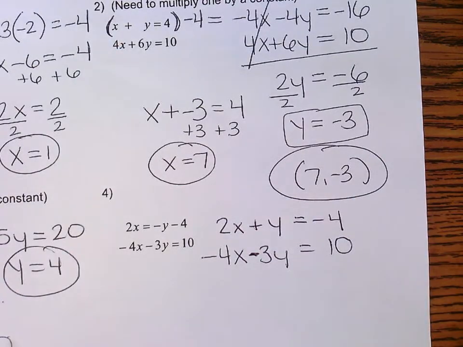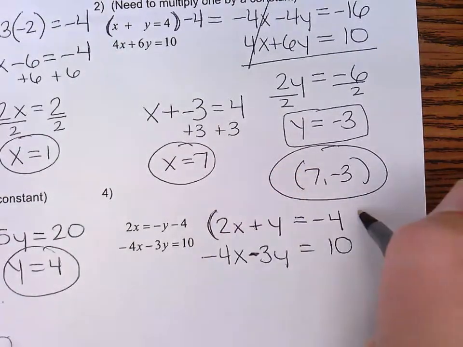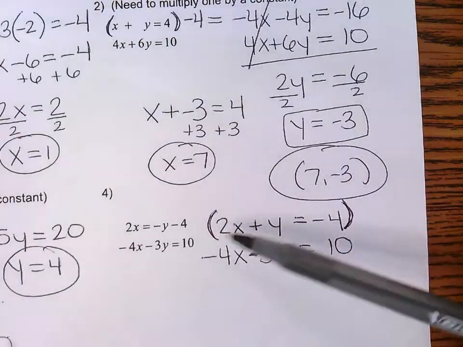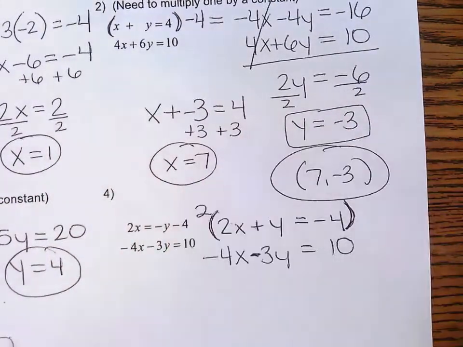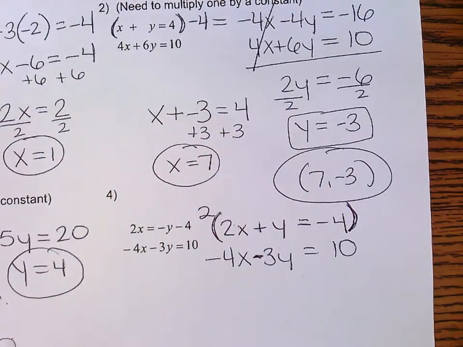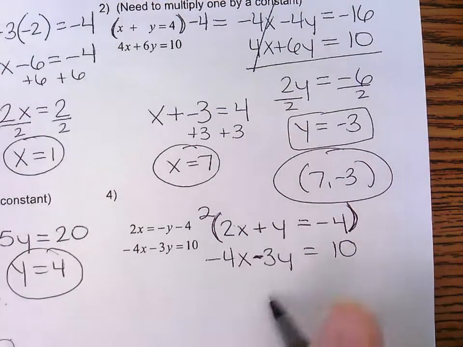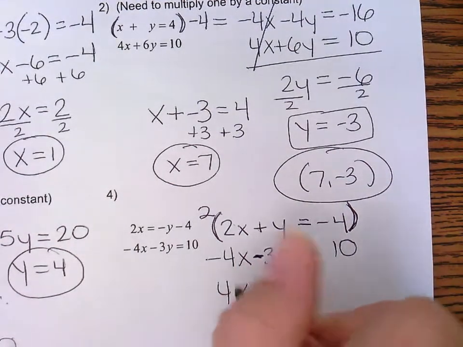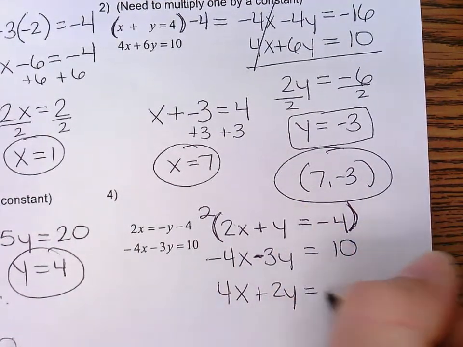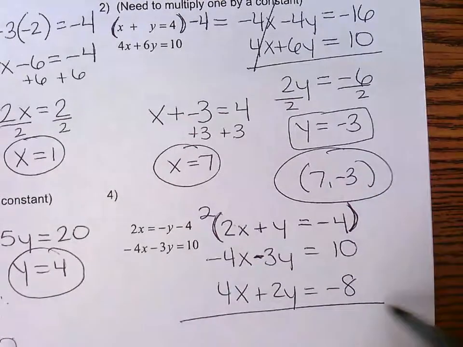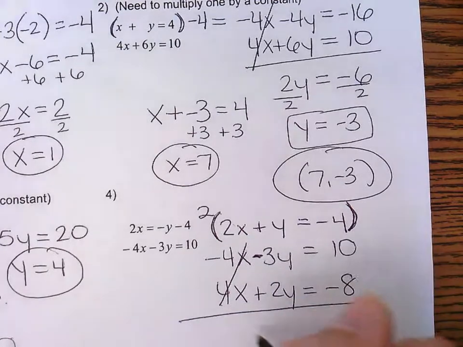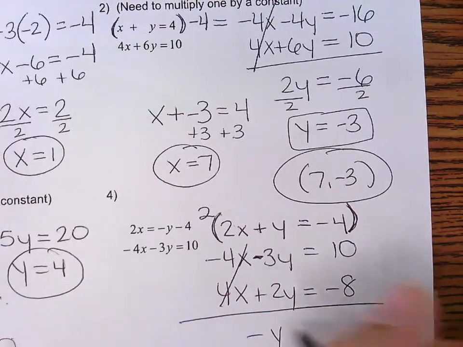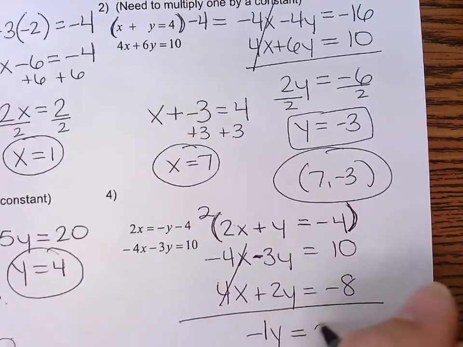So I'm going to multiply my top equation through by a constant that's going to help me eliminate my x's. Can you figure out what I'm going to multiply by? I'm going to multiply by 2. So I'm going to multiply the top row through by 2. I'm just going to write it underneath here. So I've got 4x plus 2y equals -8. So now I'm ready to add these bottom two equations together, right? My x's are gone. I get -y, or -1y, equals 2.